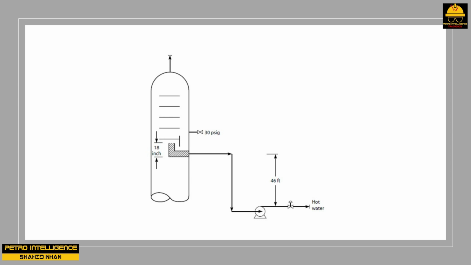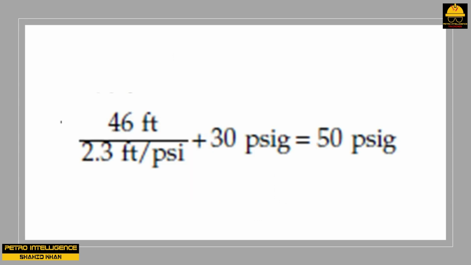I now put a pressure gauge on the suction of the pump. Assuming that the suction line is full of 46 feet of water, what suction pressure would I expect? Answer: 46 feet divided by 2.3 feet per psi plus 30 psig equals 50 psig. The 2.3 feet per psi factor assumes that the specific gravity of water is 1.00.